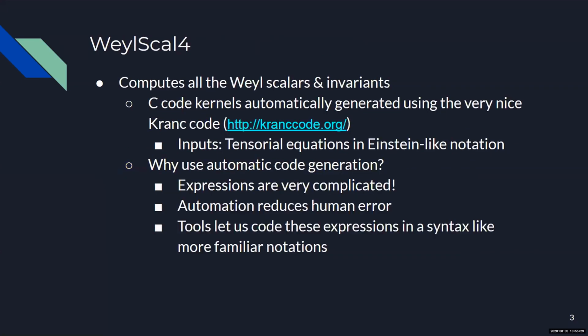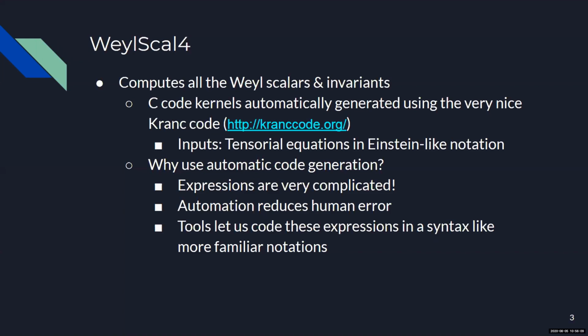So WeylScalar4 computes all 5 Weyl scalars as well as some invariants that are computed from those scalars. It does this using the Kranc code, which is a Mathematica-based code that takes as inputs the tensorial equations in an Einstein-like notation, which is similar to how we actually write those expressions, as I had in a little equation on the last slide.